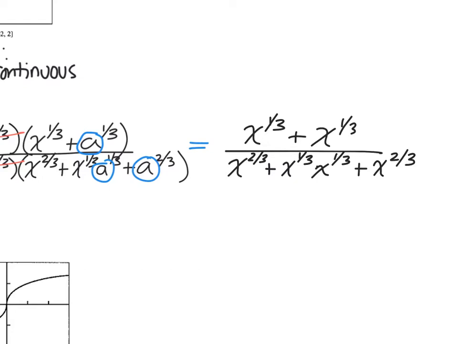The idea being that hopefully sometime down the line this will be a step that you can skip, if it's not already. So we have 2 of those x to the 1/3 on top. On the bottom, if I keep the base and add the exponents, that middle term also becomes an x to the 2/3. So I'm going to have 3 of those x to the 2/3.